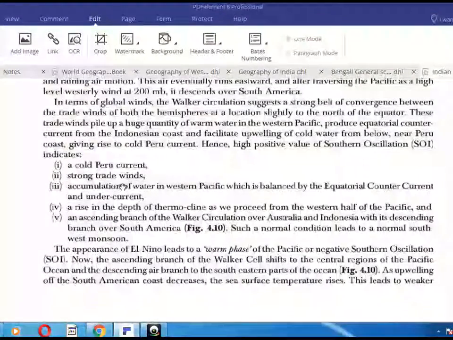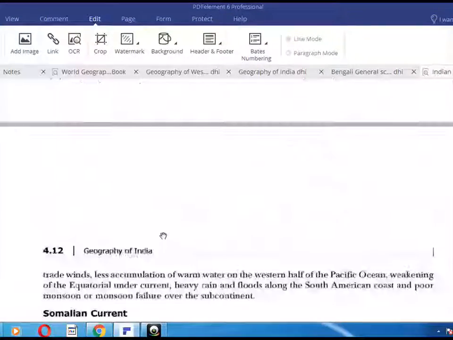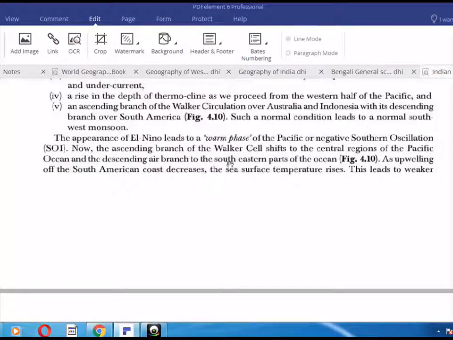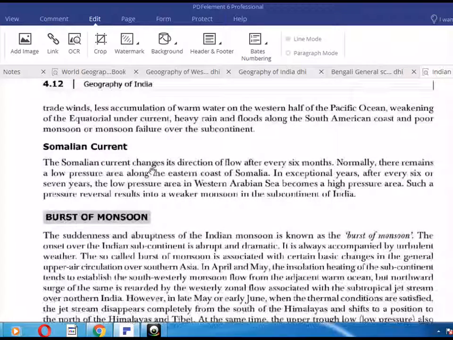Cold Peru current and strong trade winds. Here you can see some indicated in the Southern Oscillation Index. Okay, so the Western Pacific neutral countercurrent is important. The upper current is important. So you can see here El Niño is important. So I tell you, in the one page here, these are the key tips. The Southern Oscillation we will discuss again briefly.